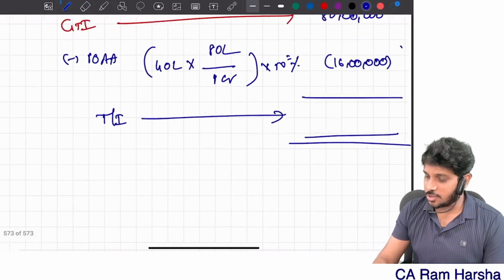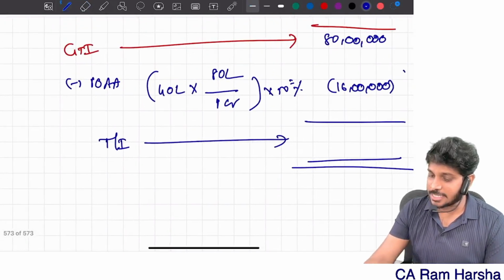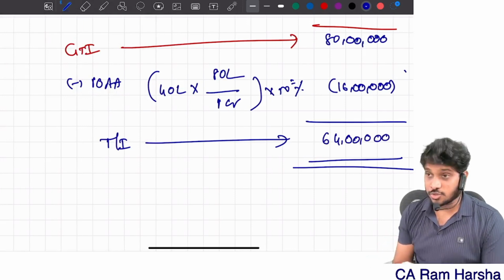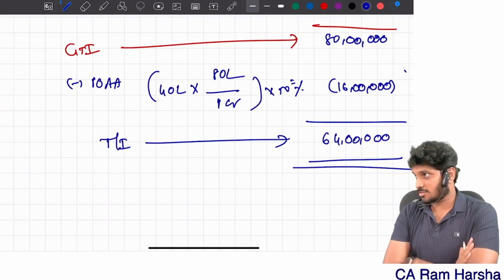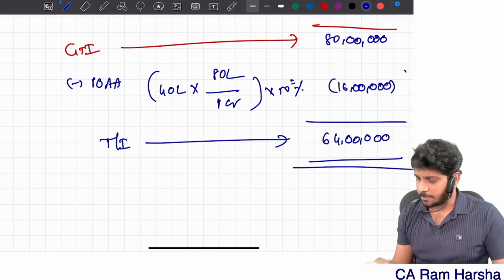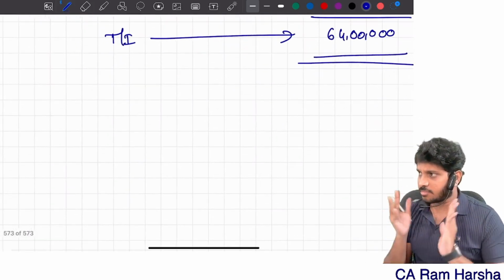So how much is the total income for tax? 80 minus 16, 64 lakh. Correct? Remember, if this question comes in the exam, it carries minimum 12 marks. Okay, I will do one thing. First, I will compute income tax liability.